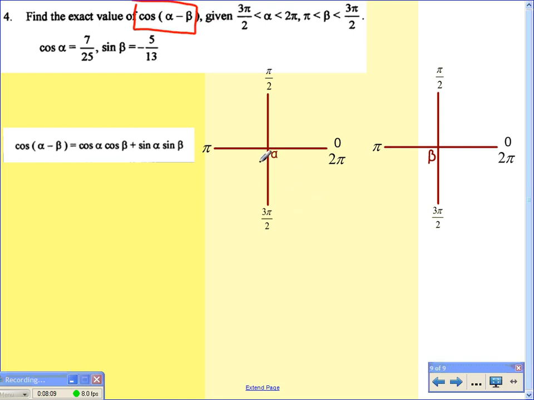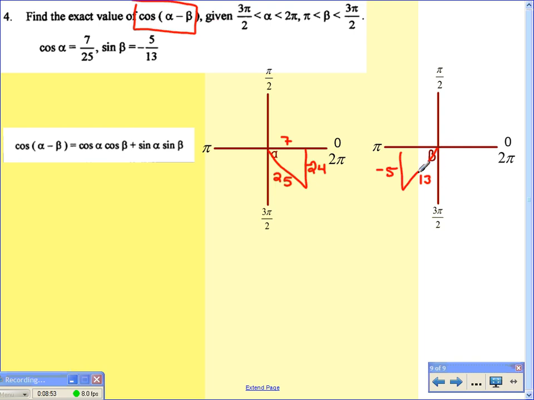All right, now we need to set up our triangles. They give us cosine alpha is 7 over 25. So the adjacent side is 7, and the hypotenuse is 25. And if we draw in our given, it says sine of beta is negative 5 over 13. So our opposite side is negative 5, and our hypotenuse is 13. What we need to find is sine alpha. So if we use our Pythagorean triples, our missing length is 24. Make sure you make 24 negative because y is negative in quadrant 4.